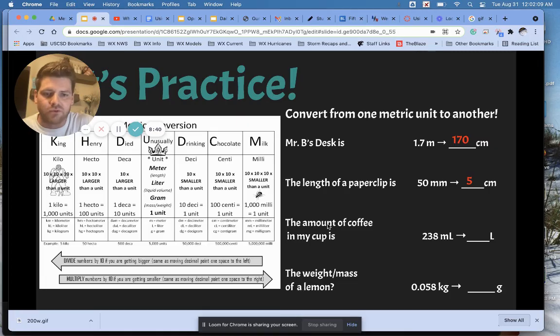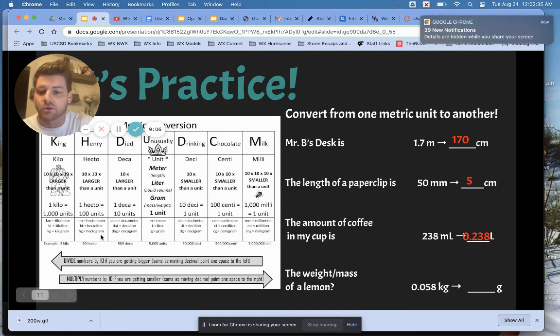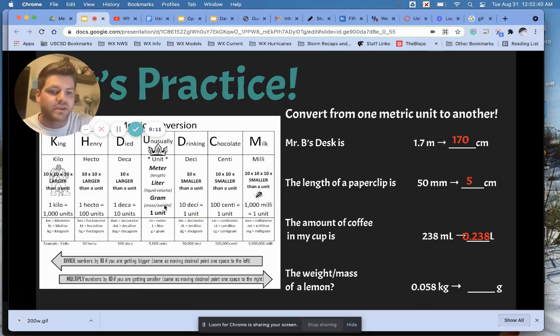Now, if we go down to the amount of coffee and we start at 238 milliliters, and we've got to go to liters, that's 1, 2, 3. So we would go 1, 2, 3. So that's 0.238 liters. The last one here is the weight or mass of a lemon. And if I had it starting at 0.058 kilograms, and we got to go to grams. So we're going to start here, kilo, and we're going to move 1, 2, 3 spaces to the right. 1, 2, 3. That'd be 58 grams.